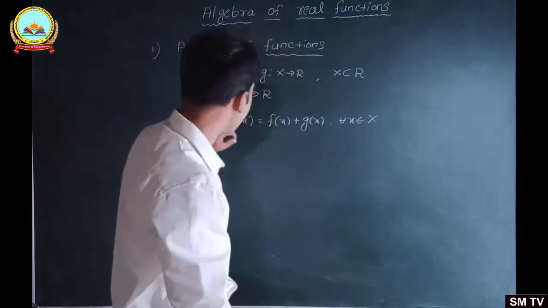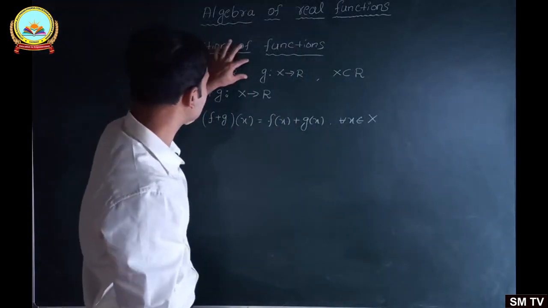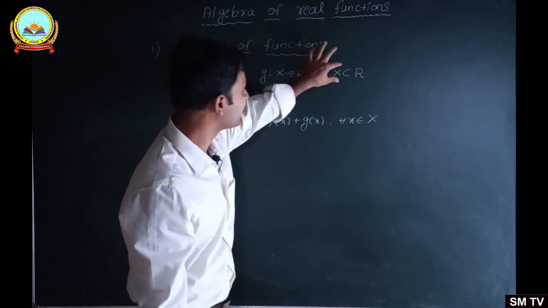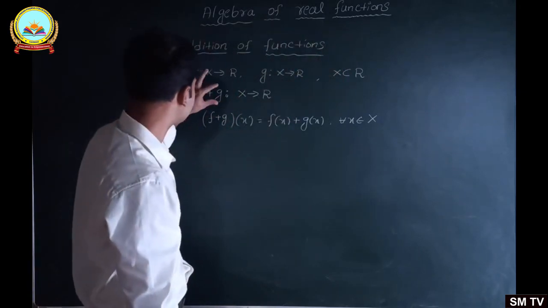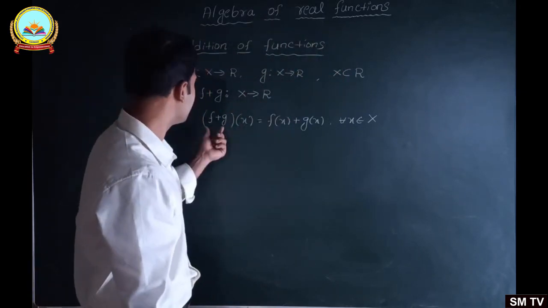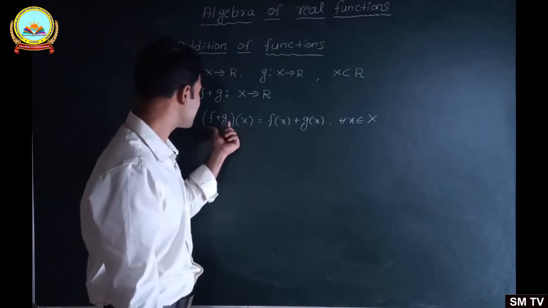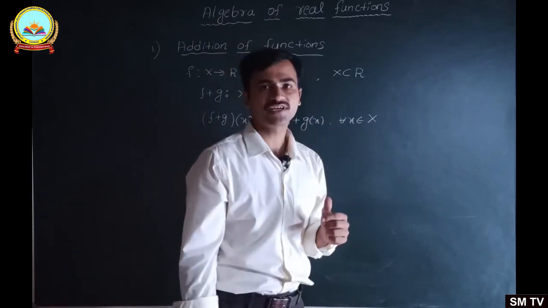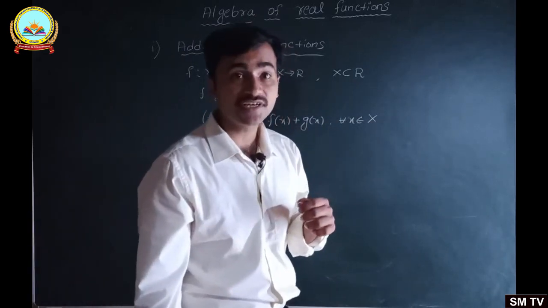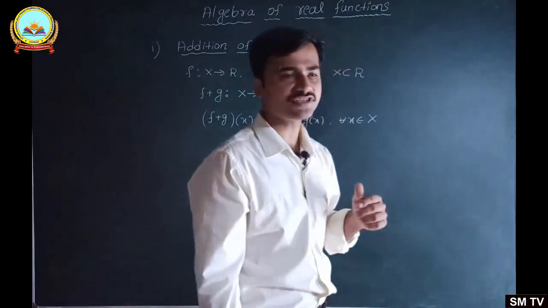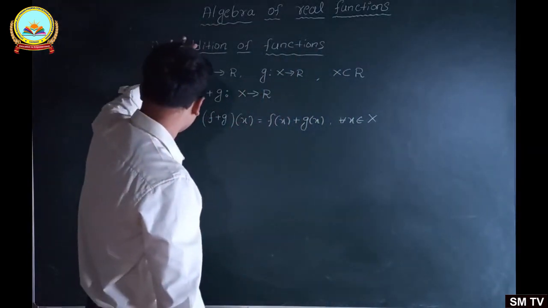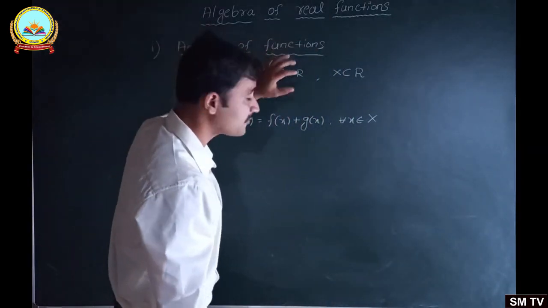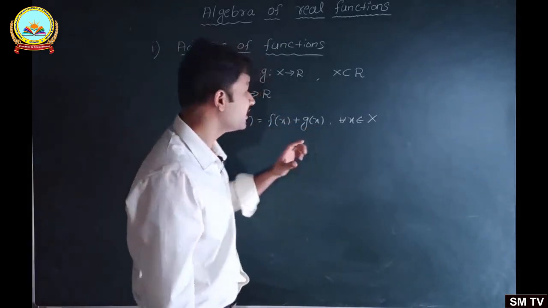So, addition of functions. If f is a function from X to R and g is a function from X to R, where X is a subset of R, then f plus g is also a function from X to R defined by (f plus g)(x) equals f(x) plus g(x) for all x belonging to capital X. But here one very important concept: f is a function from X to R and g is a function from X to R, no problem.